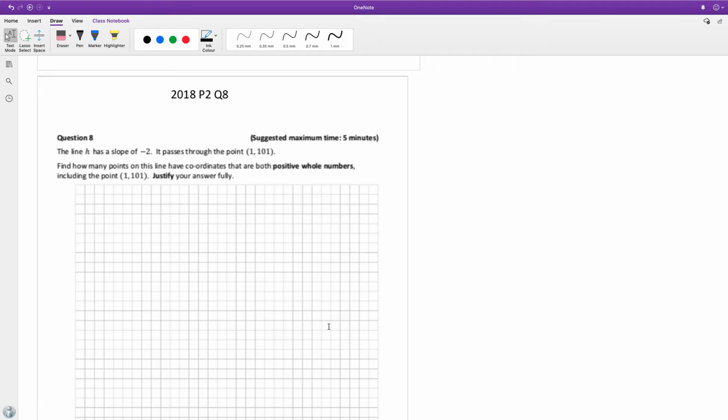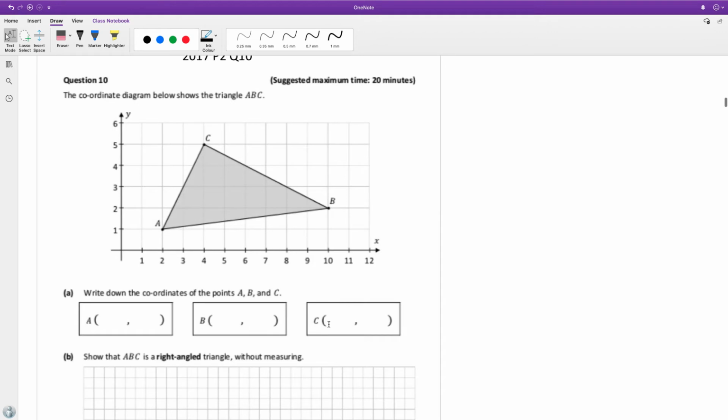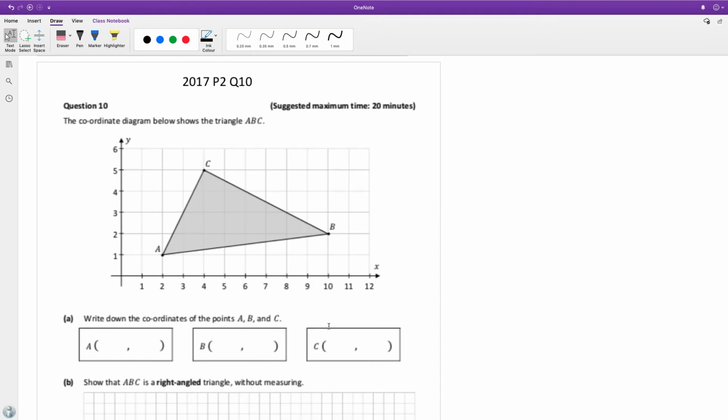Right, 2018, paper 2, not that one. Right, off we go. Have a go at the beginning of this. The coordinate diagram below shows the triangle ABC. Write down the coordinates of the points.